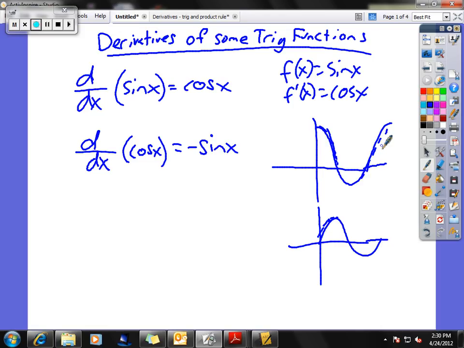Antiderivative or integral. Yeah, we might look at a little bit of that, but that's more for next year.